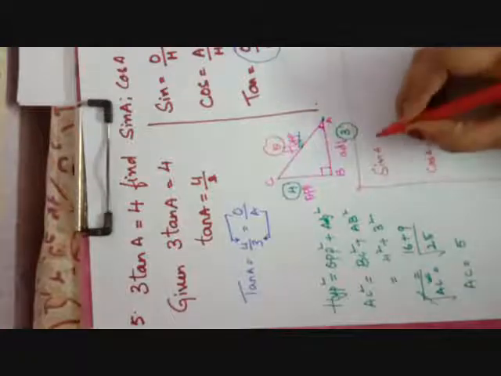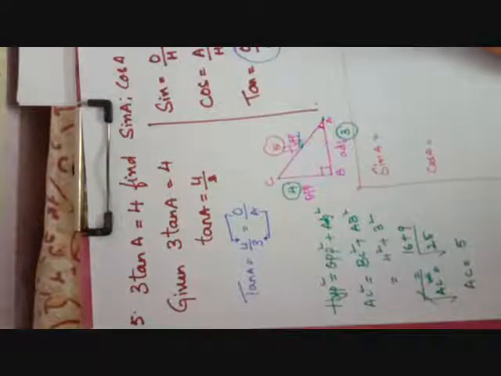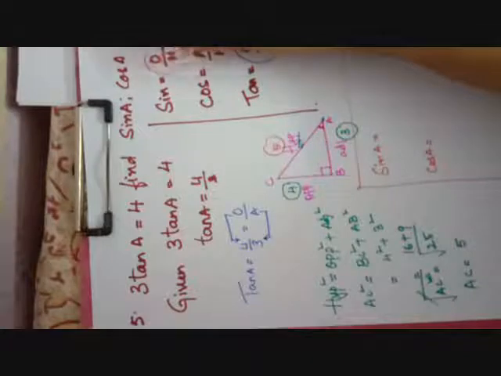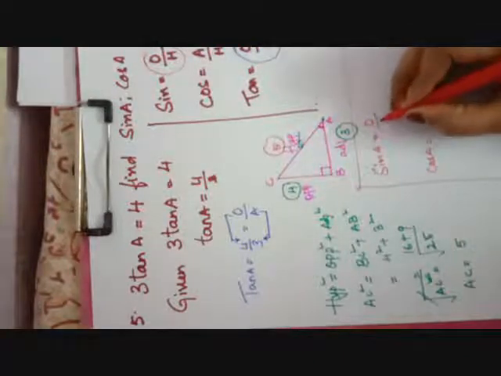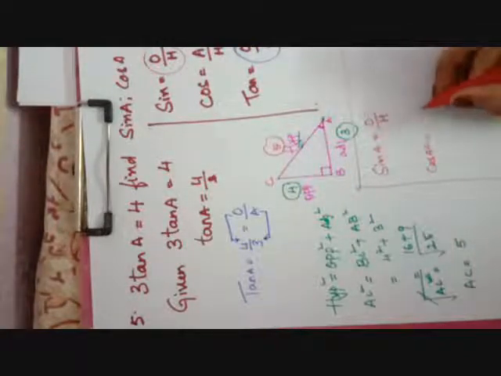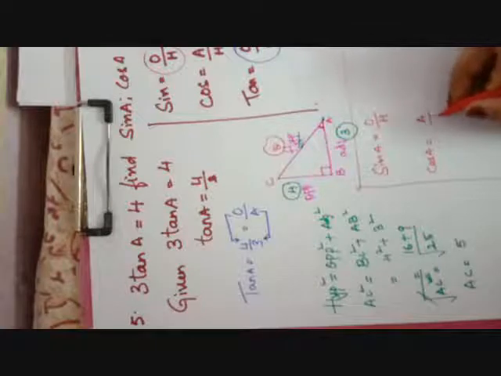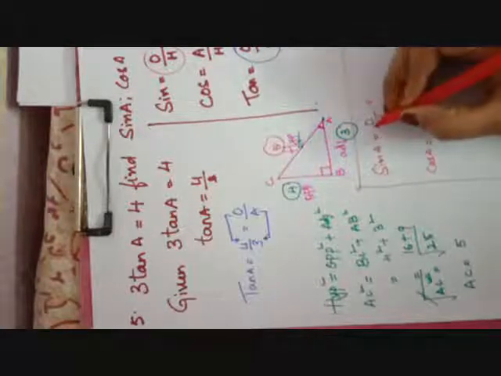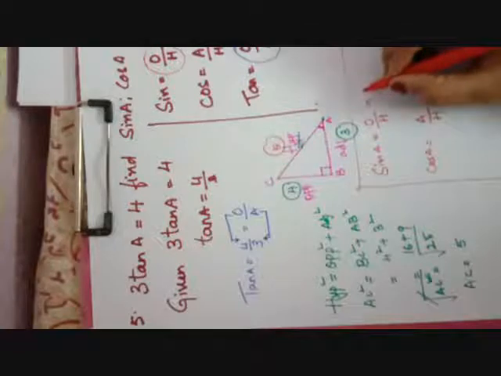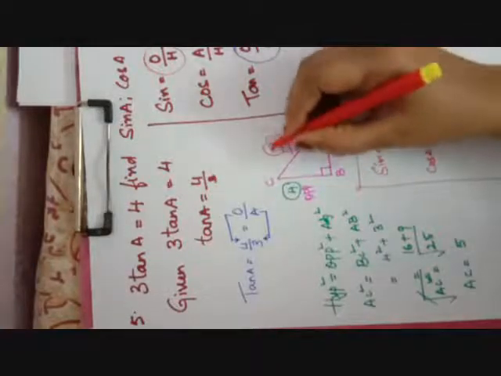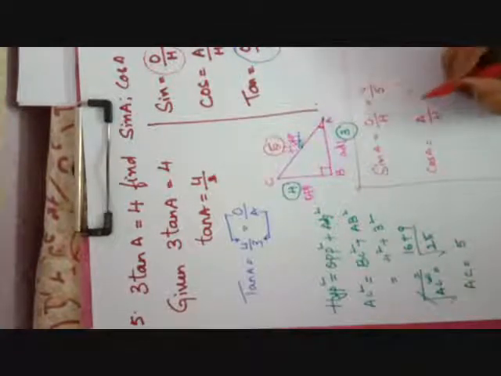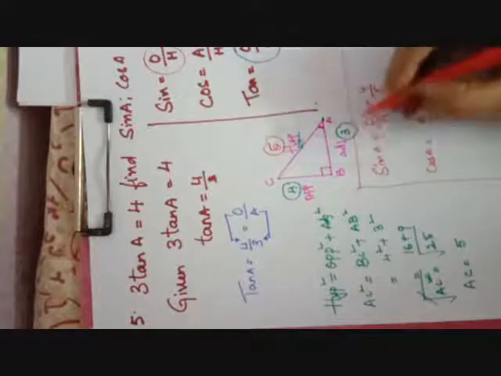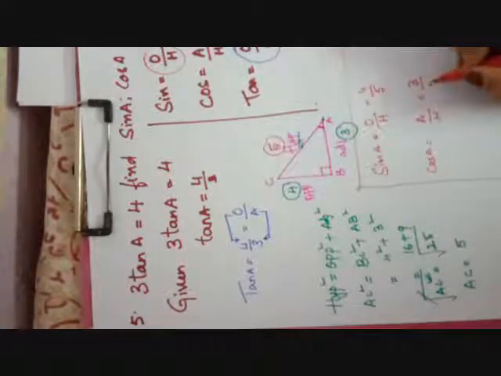Hope you all are thorough in formulas by now. Sine is nothing but O by H, old Henry. Cos is nothing but A by H and his. So O value is 4, H value is 5. Adjacent, that is 3 by 5.